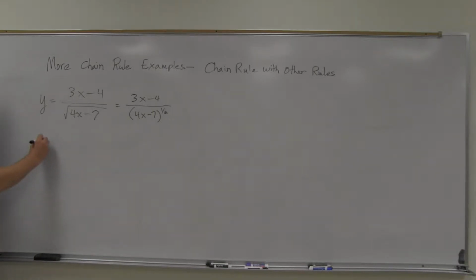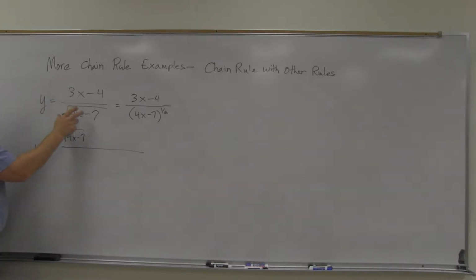All right, so we'll start though with the quotient rule. Remember what it is. Start with the low. Low d high minus high d low over low squared. And we can write either one for the low because we're not doing the derivative of it just yet. So however you choose to write the low, let's do it this way.